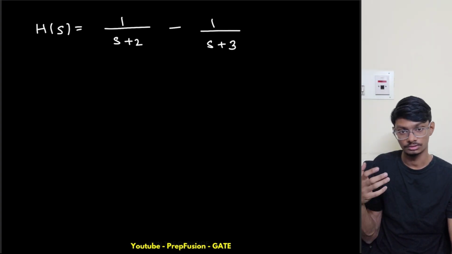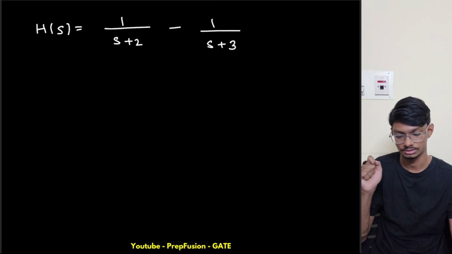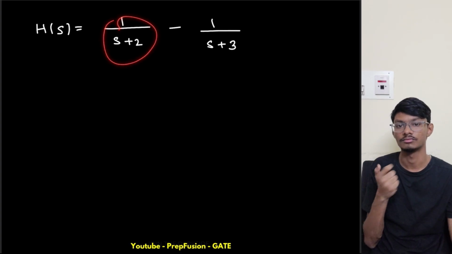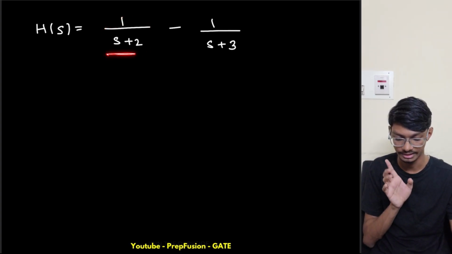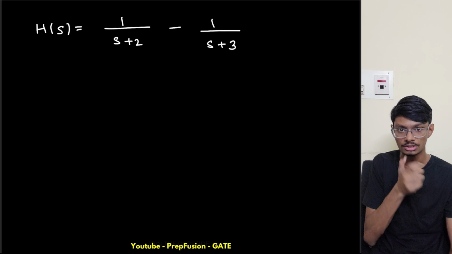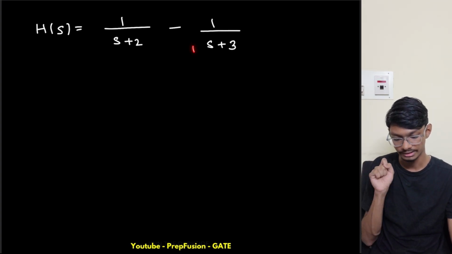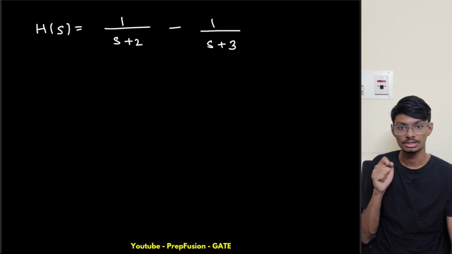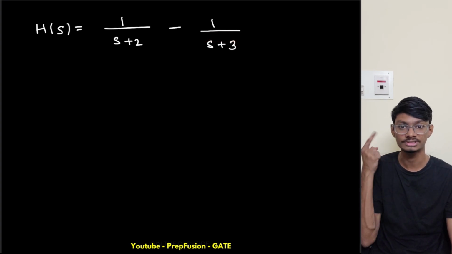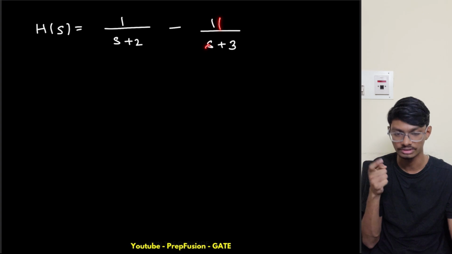So from here we can easily find the inverse Laplace. This is just 1 by s plus 2, right? What we understand is that s has been shifted by 2, so some negative exponential should have been multiplied in the time domain. And here s has been shifted by 3, so some negative exponential will be multiplied by the step function, because we are just 1 over s.